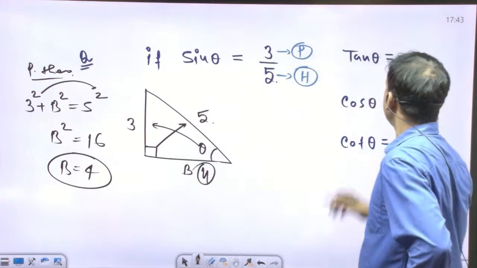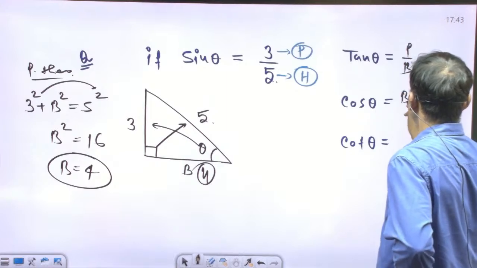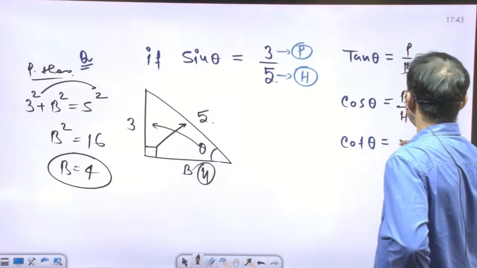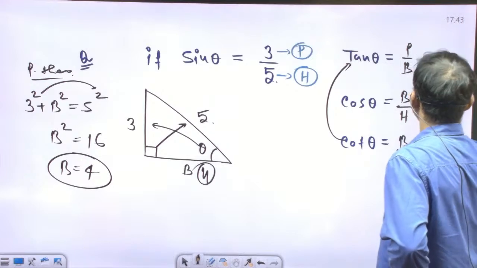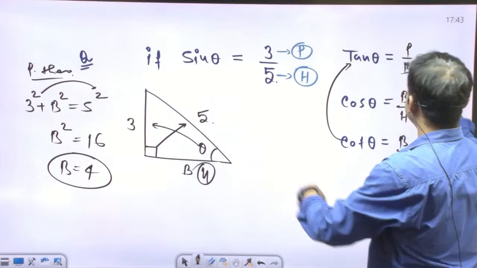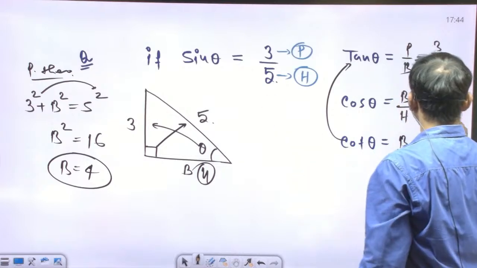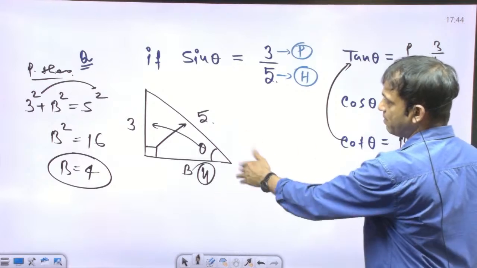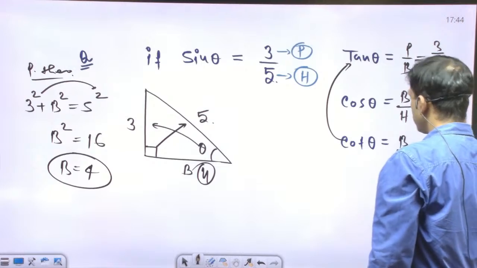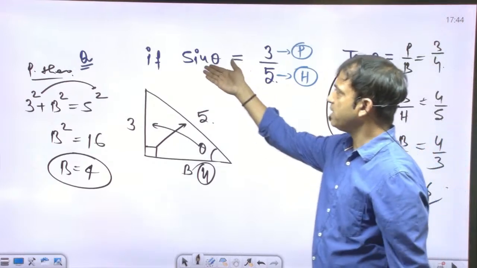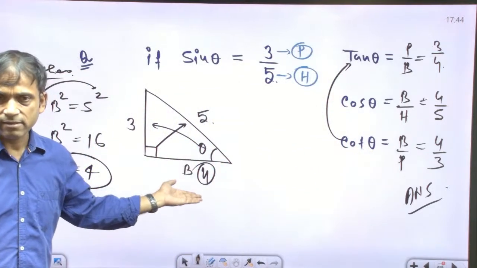Now the question: tan theta is perpendicular upon base, cos theta is base upon hypotenuse, cot theta is the reciprocal of tan theta, so base upon perpendicular. So p upon base is 3/4, b upon h is 4/5, and b upon p is 4/3. This will be your answer. So you may find any kind of question, sin theta, cos theta, tan theta, by applying the Pythagorean triplet in the triangle.